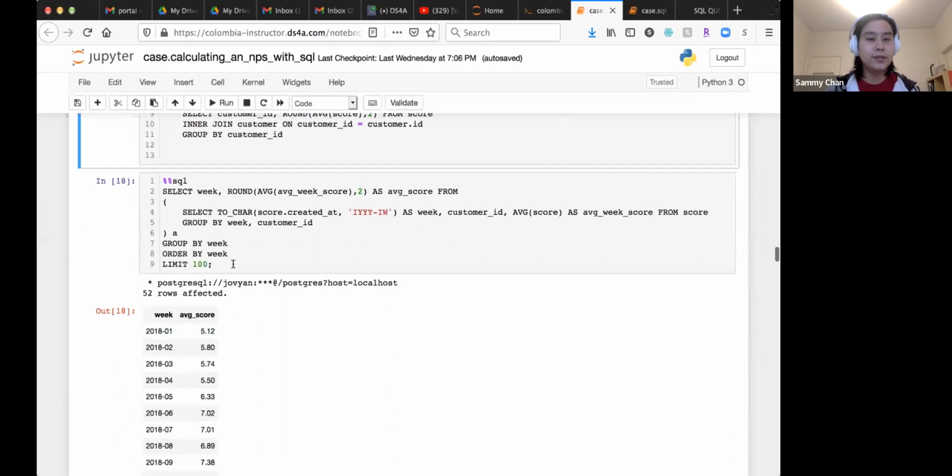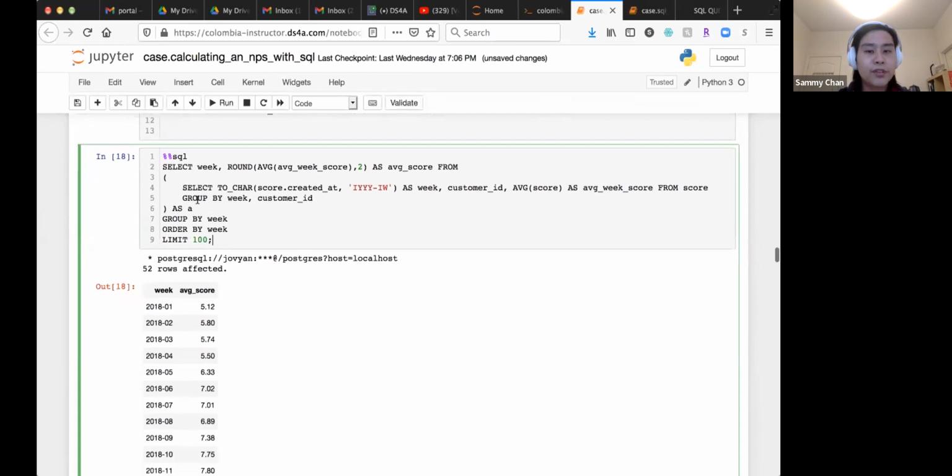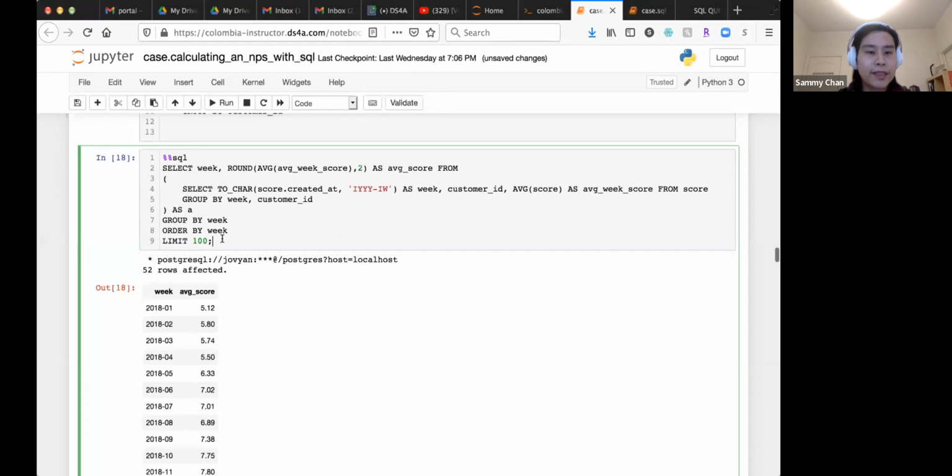So let's see. Here we are selecting the week and the average score from this table. So this is the alias, use it as A. So this is the average score for the per customer ID.